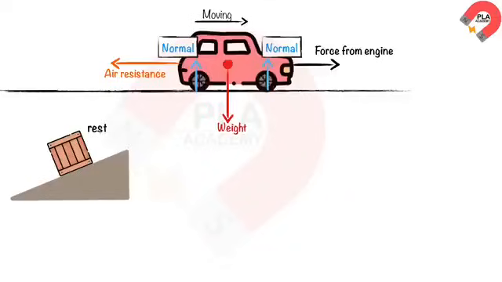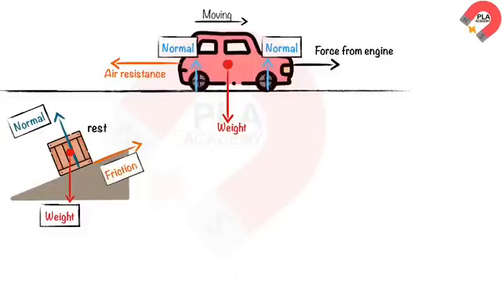When a box is at rest on a rough incline as shown, the forces acting on the box include the weight acting downward, the normal reaction force acting upward perpendicular to the slope, and the friction acting upward parallel to the slope.